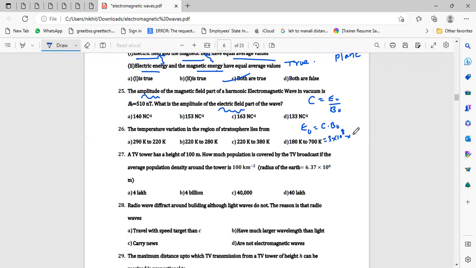What about B naught? 510 nano. 3 into 510 means how much? 1530, into 10 power 8 minus 9. Nano means 10 power minus 9. So 8 minus 9 is nothing but minus 1. So this clearly tells it is equal to 153 Newton per coulomb. So which is the right option? Option B is the right answer. 153 Newton per coulomb.